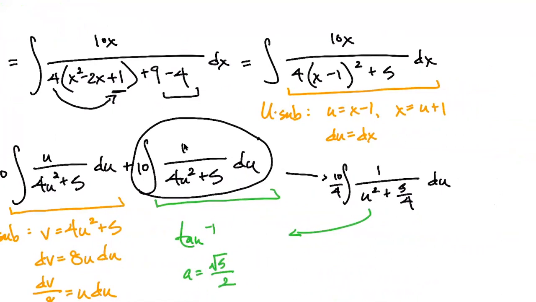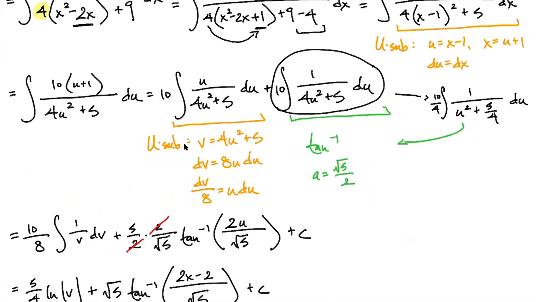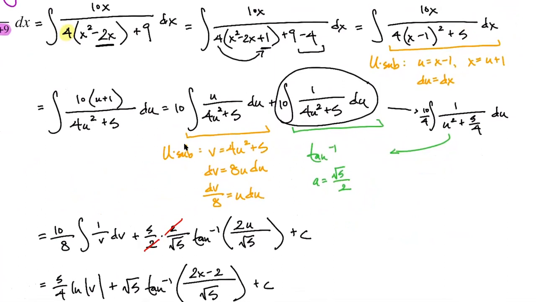And so that gets me to a situation where I have something like this, 10x over 4 parentheses x minus 1 squared plus 5 dx, right? Now at this point, I chose to make a u sub as x minus 1 equals u, so that I could get it more into a structure that just has less moving parts to it, okay? So when I made the substitution, it gave me 10u plus 1 on the top over 4u squared plus 5.